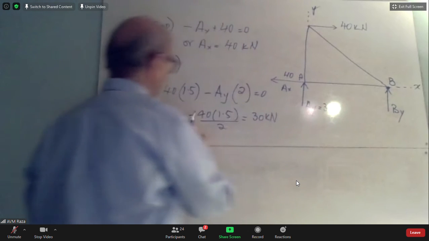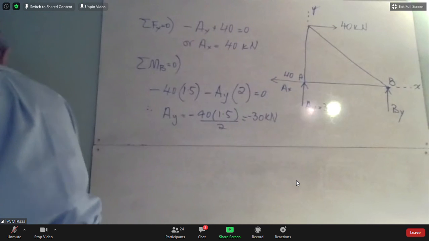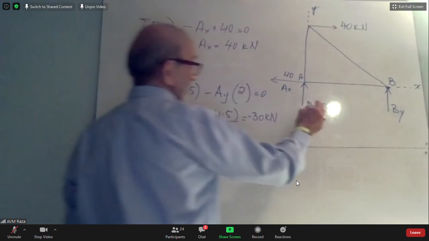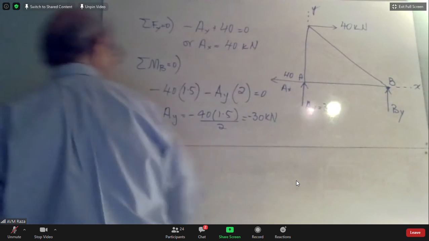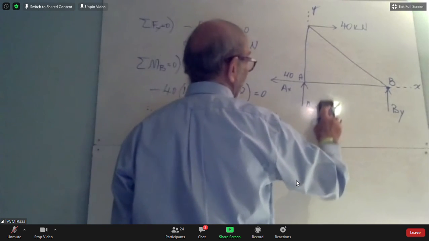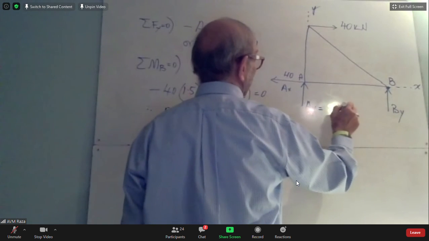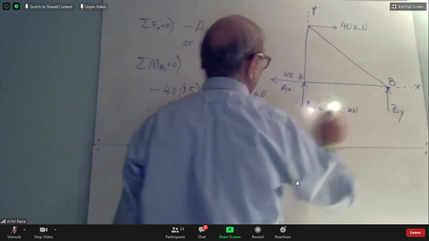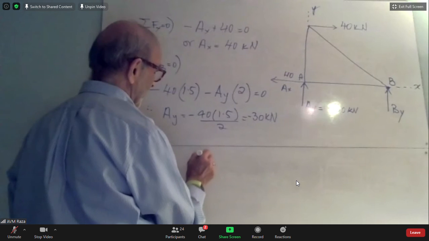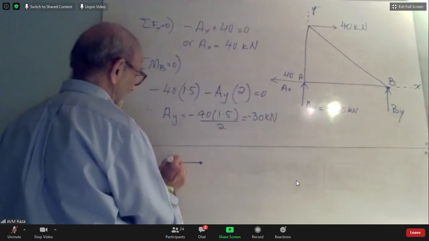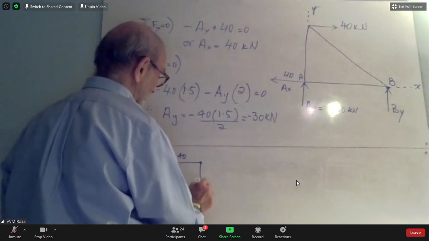But it came out negative, which means it is in the opposite direction. So I got to make sure I'll write it as AY is equal to minus 30 kilonewtons rather than 30, because I've shown it acting up. So AY will be minus 30 kilonewtons. So if I were to draw the force diagram for pin A, it will look something like this. There is a 40 kilonewton that side, and there is a 30 kilonewton this way.